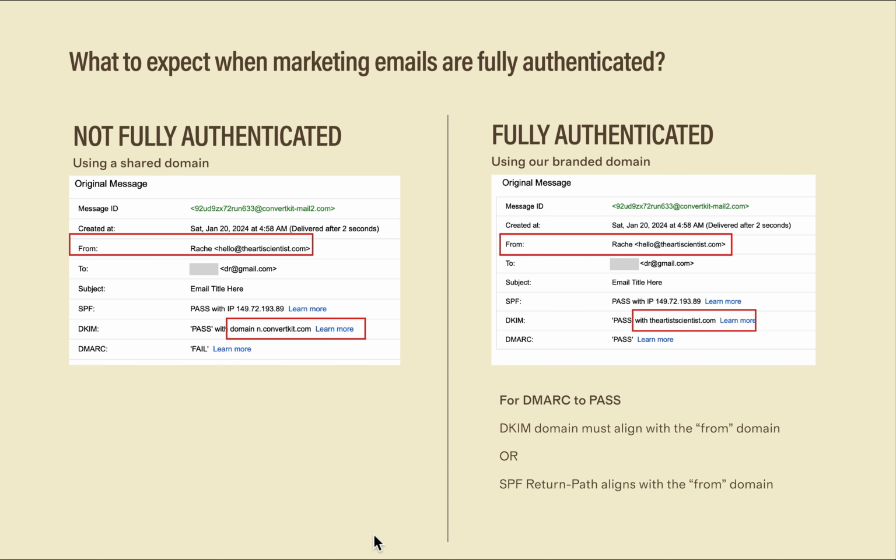We'll also notice that when we are using a shared domain, our DMARC fails. And that's because for us to pass DMARC authentication, we either need to make sure that the domain in our DKIM record aligns with the domain in our from field, or the return path related to our SPF must align with this from address domain. Now, we cannot see the return path in this email header, but when we look into the finer details of the email header, we'll be able to find the return path address.